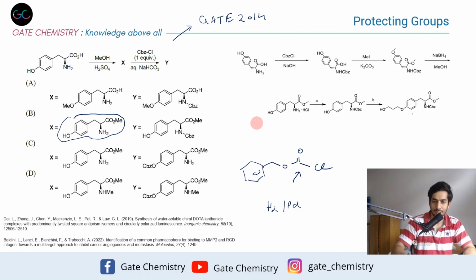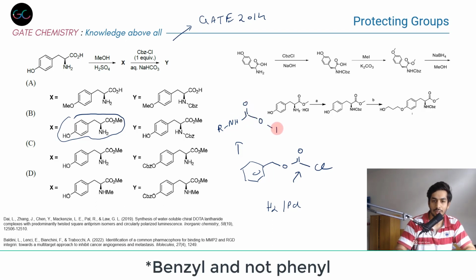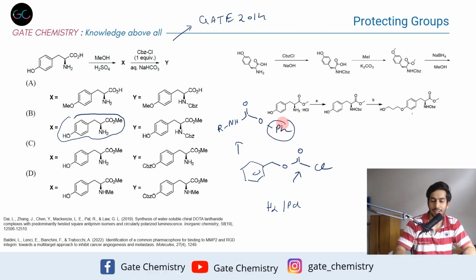Let me just quickly show it to you. If we have RNH, and let's say this is protected by the CBZ group, which is nothing but this, where the phenyl group is there. Then if we add H2/Pd, first this phenyl group gets cleaved, and then your CO2 gets removed.